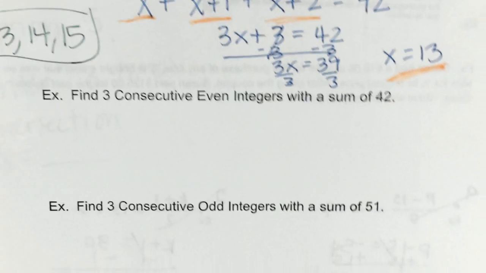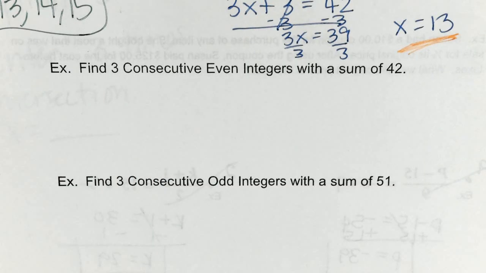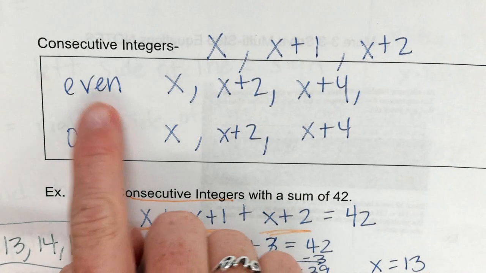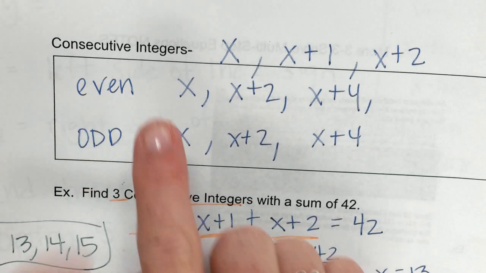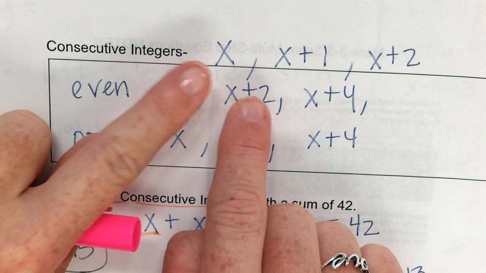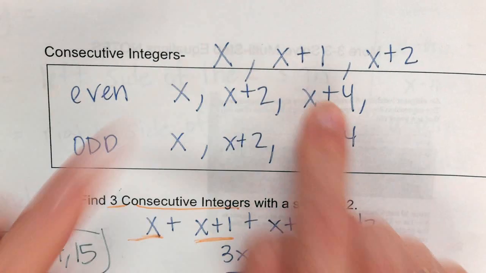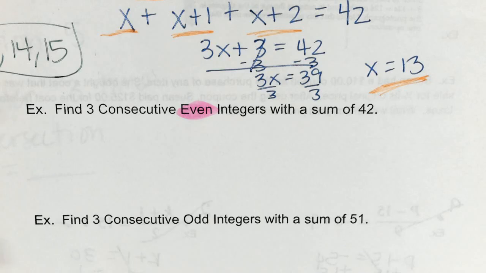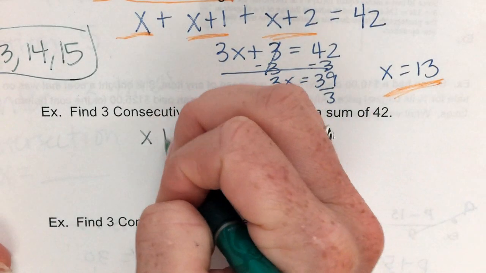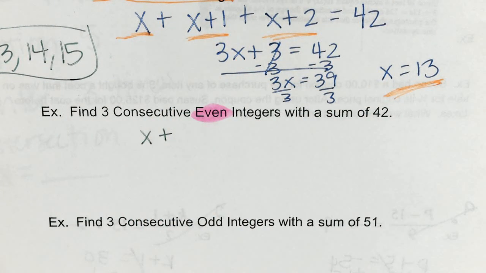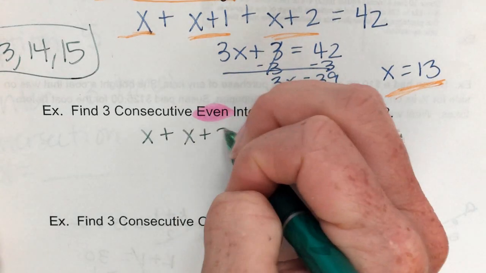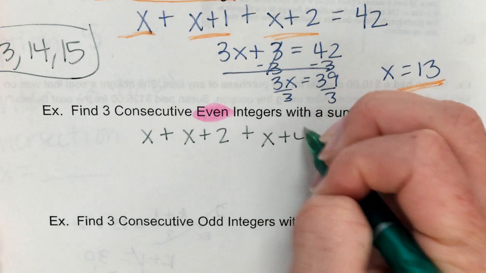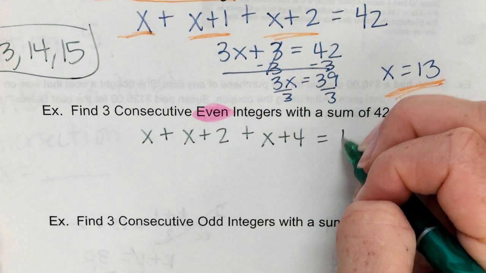Okay. Now we're going to do 3 consecutive even integers. So I can't use what I just used. I have to use even. So I'm going to do, everybody look, this plus this plus this, and it has to equal. All right, here we go. The first number is x. The second even number is x plus 2. The third even number is x plus 4, and that has to equal 42.